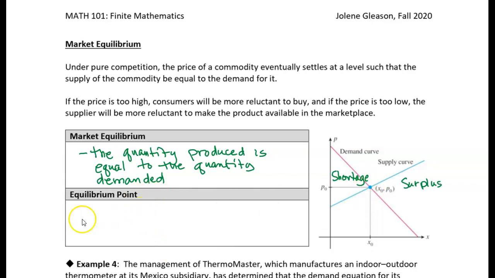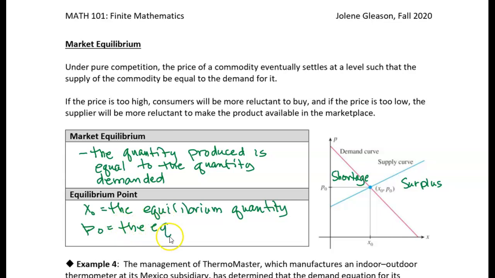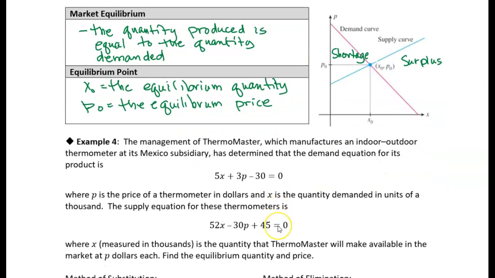Okay, so this x0 is the equilibrium quantity, and the P0 is, of course, the equilibrium price. Okay, so let's take a look at example 4.